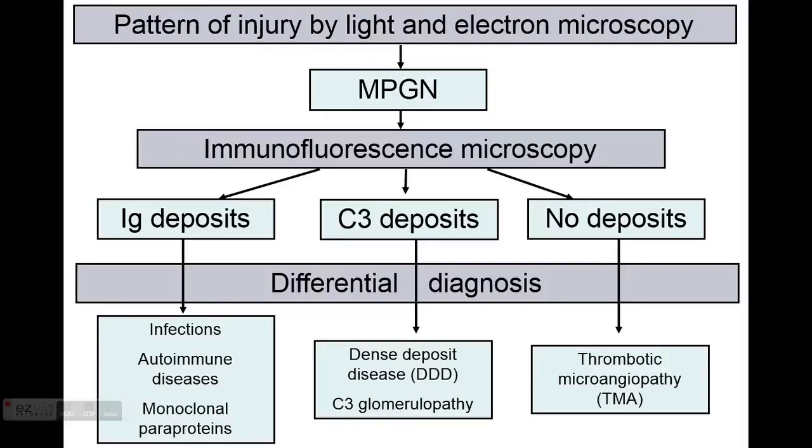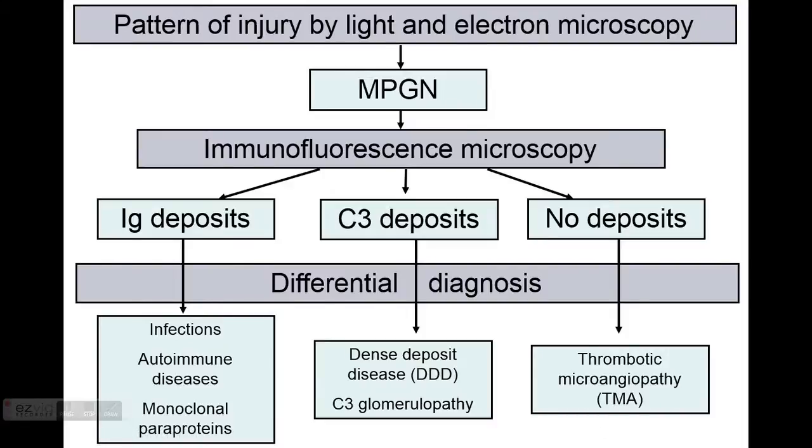So with immunoglobulin deposits, you either have, as I said, polyclonal deposition, and those would be either deposits of circulating immune complexes in chronic infections, autoimmune diseases, or you will have monoclonal deposition in paraprotein deposition diseases. If you have only C3 deposition, you think of complement pathway abnormalities, including dense deposit disease and C3 glomerulopathy. Or if you don't have deposits, you think of endothelial cell injury and thrombotic microangiopathies.